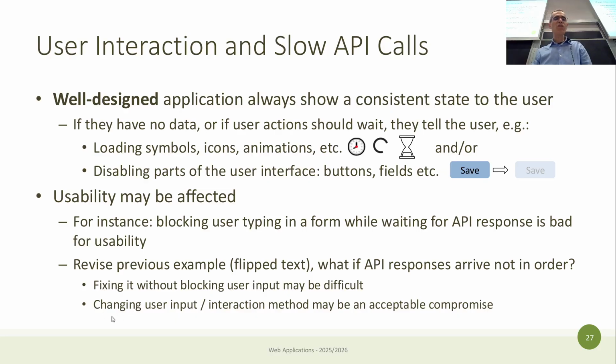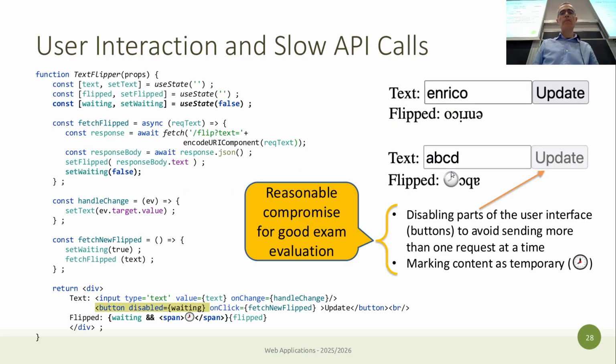Or maybe we can change the way in which the user interacts with the application. And that might be an acceptable compromise. You need to think a little bit about the usability of the application, okay? If it's a quick operation, you save and you disable a button for a while, that's fine, okay? So just not to repeat the same action again. But you need to introduce a button, okay? Before, we didn't have a button, right?